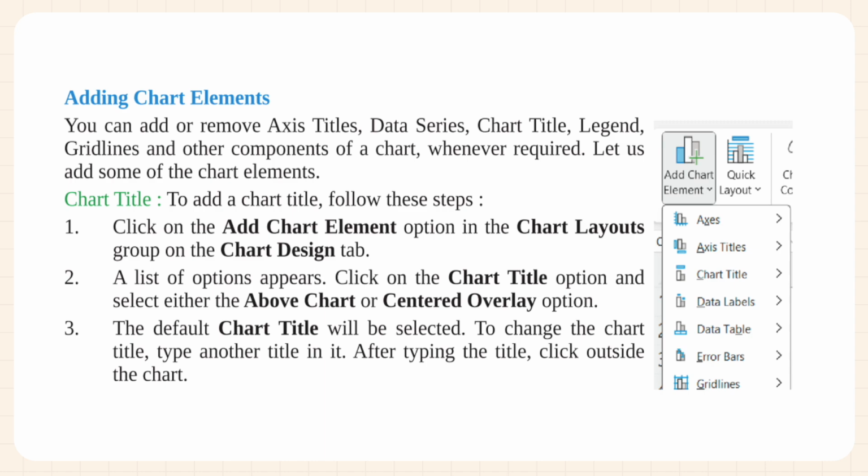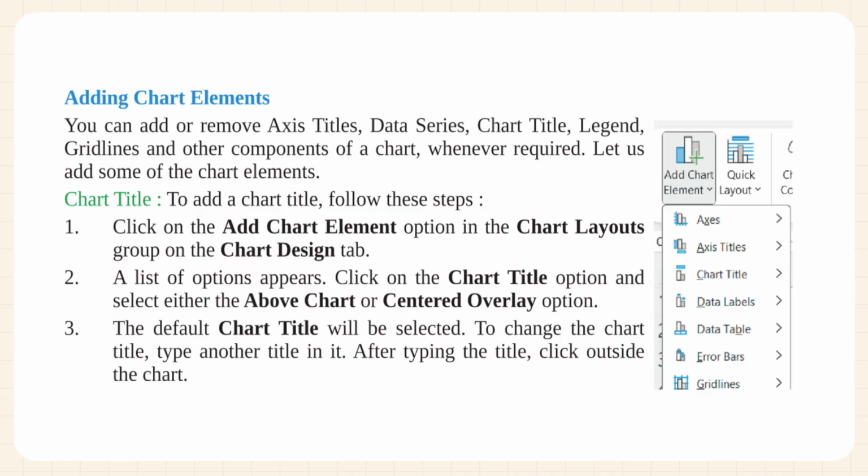Adding chart elements. You can add or remove axis titles, data series, chart title, legend, grid lines and other components of a chart whenever required. Let us add some of the chart elements. Chart title. To add a chart title, follow these steps. 1. Click on the Add Chart Element option in the Chart Layouts group on the Chart Design tab.